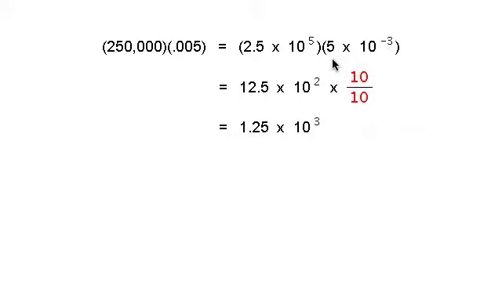And then you deal with the mantissa and the powers of 10 separately. So with the mantissa, 5 times 2.5 is 12.5. And 10 to the 5th times 10 to the minus 3 is 5 plus a negative 3, or 10 squared. But now this isn't in scientific notation. So to do that, we need to make this smaller by a factor of 10, which means we have to make the powers of 10 larger by a factor of 10.